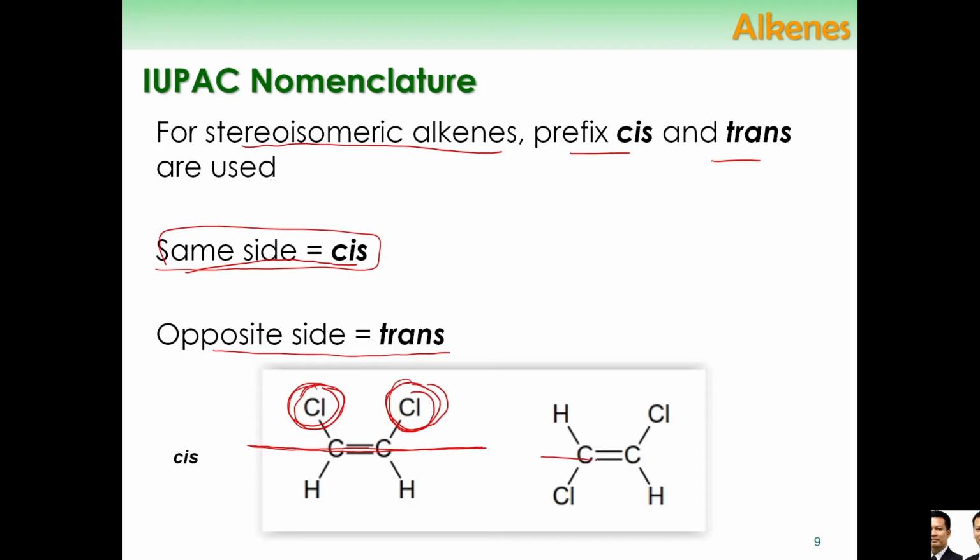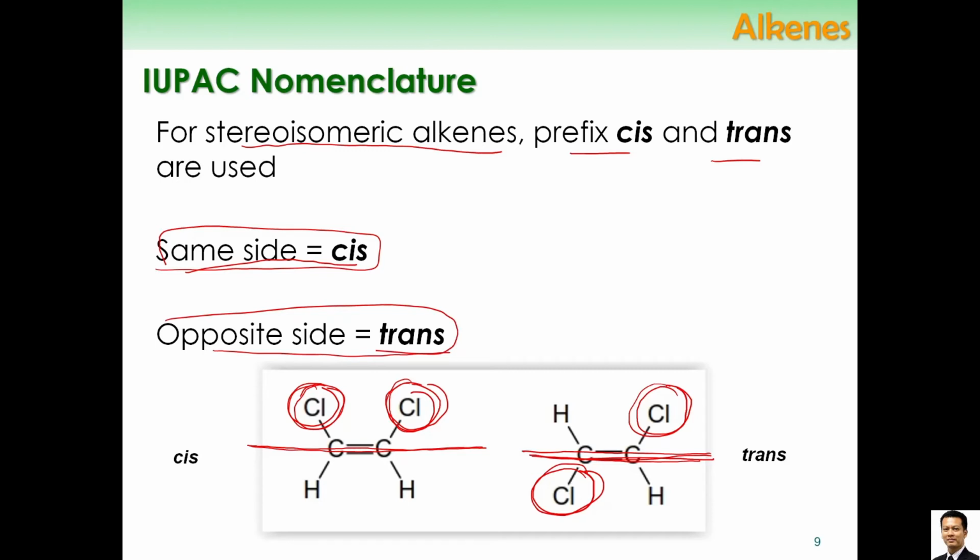And again, this one you cut a line across the double bond. Do not cut it like this. That is a cross. We do not cross. We cut along the double bond. So you can see that chlorine here is on opposite side. One is on the top, one is at the bottom. So this one is trans. Opposite side is trans.